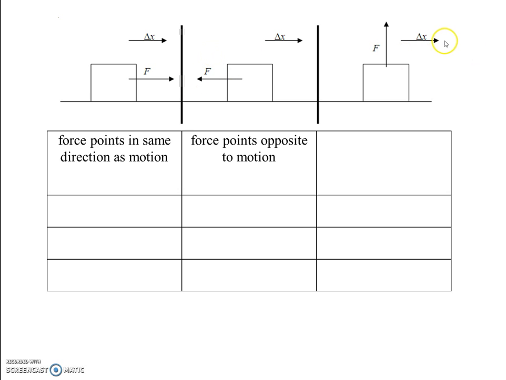In the third situation, the object is moving to the right, but the force is pointing up, so we'll say the force points perpendicular to the motion. In fact, you might guess maybe there's a normal force. As the object moves to the right, there's the support force on the surface. Let's see the effects of this.